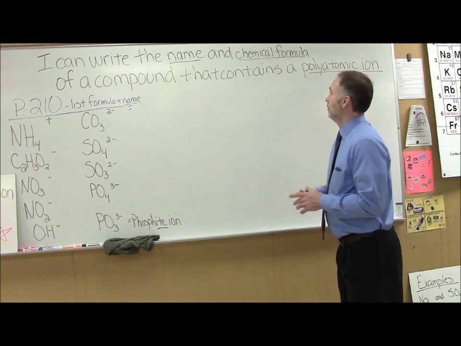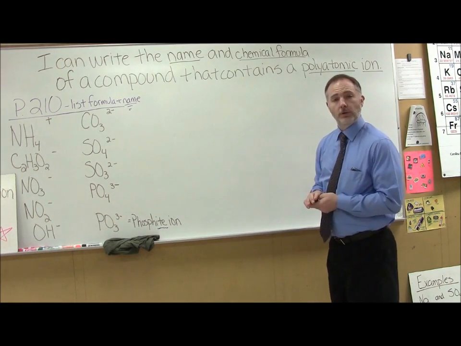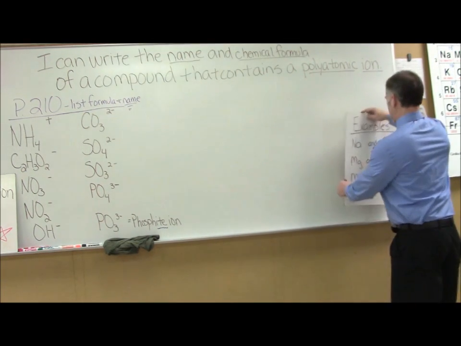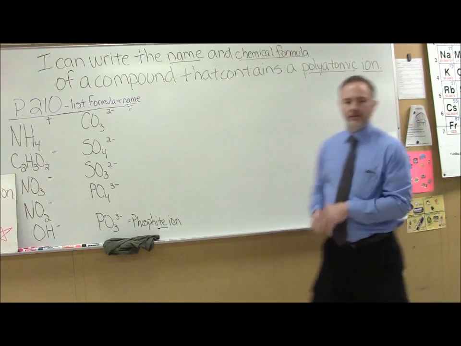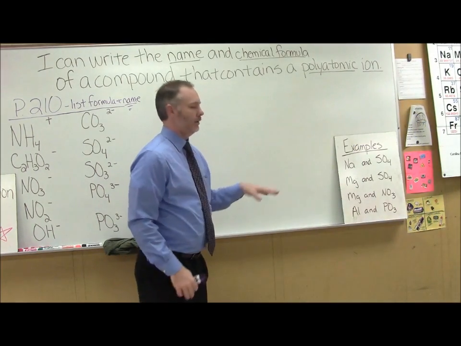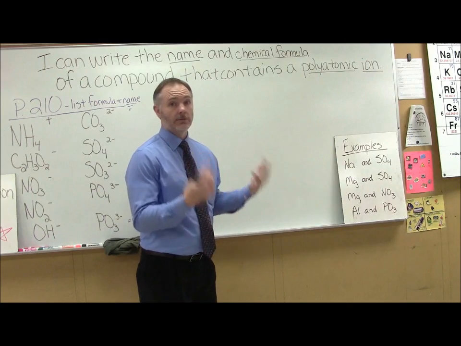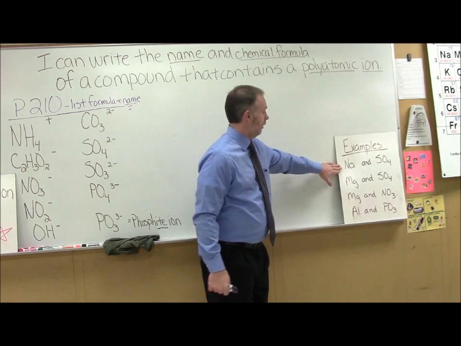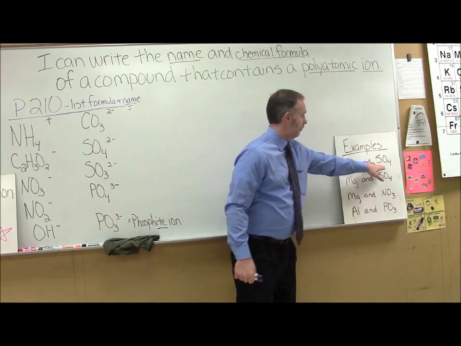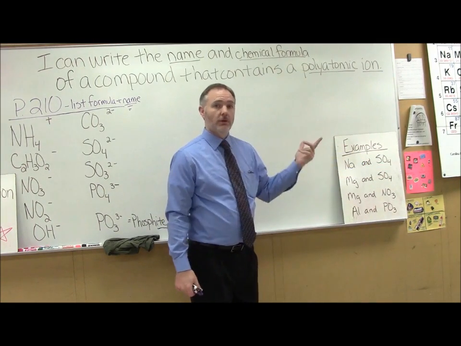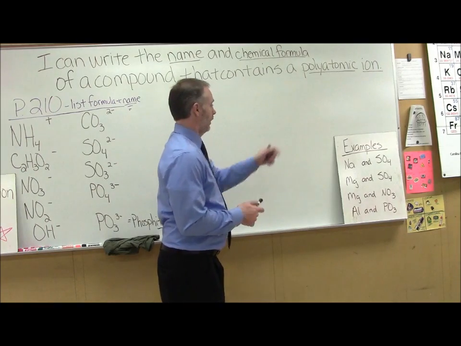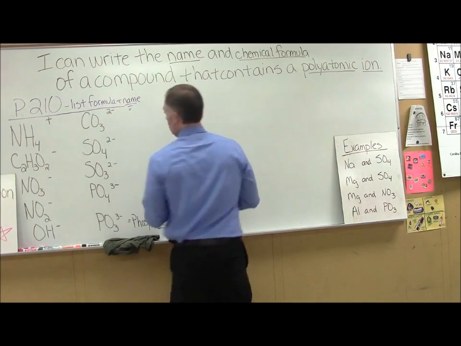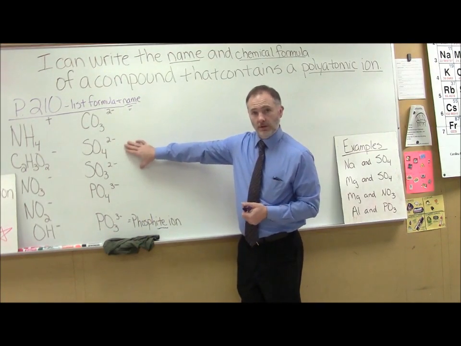Alright, so now we need to write the name and chemical formulas. I have examples here all ready to go. You're going to see this looks very familiar compared to what you already know. So in this case, sodium forming a compound with SO4, which is sulfate. Na and SO4. The first thing, you need to know your charges here. That's why I need you to have this stuff written down.